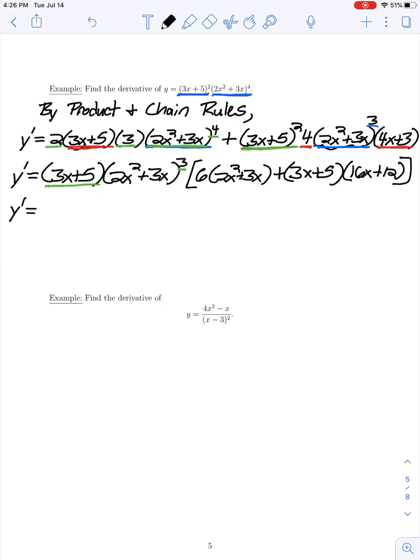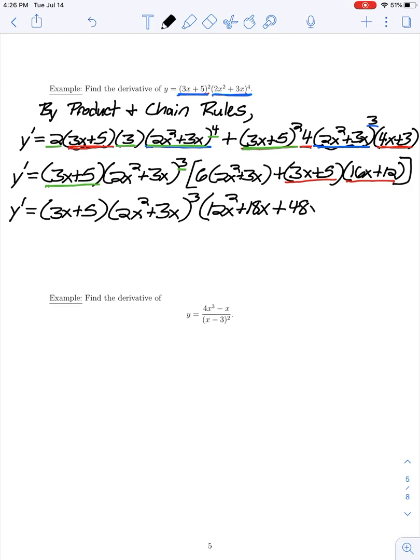So simplifying a bit further, I have y prime is 3x plus 5 times 2x squared plus 3x to the third, times, when we expand inside of the set of square brackets while distributing the constant 6 for the first part, we have 12x squared plus 18x plus, if I expand the product of 3x plus 5 and 16x plus 12, I have a 48x squared plus 116 times x plus 60.